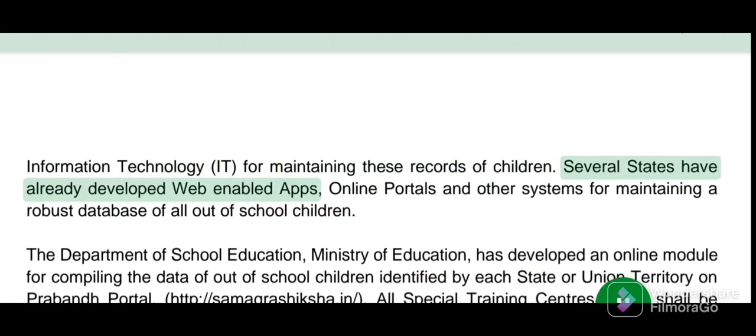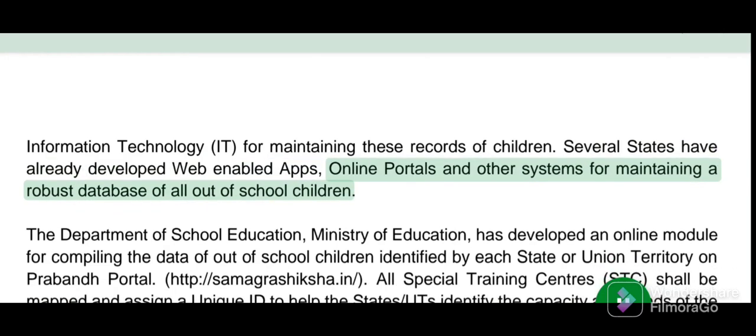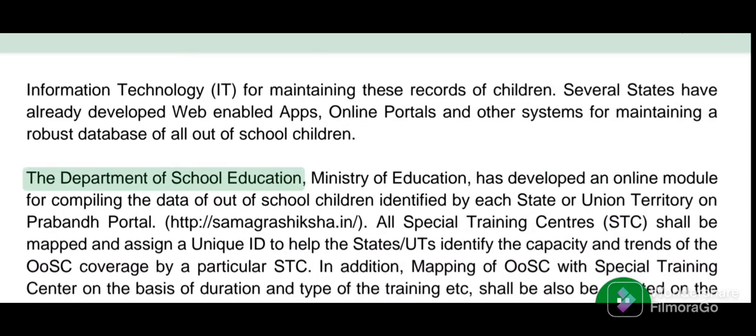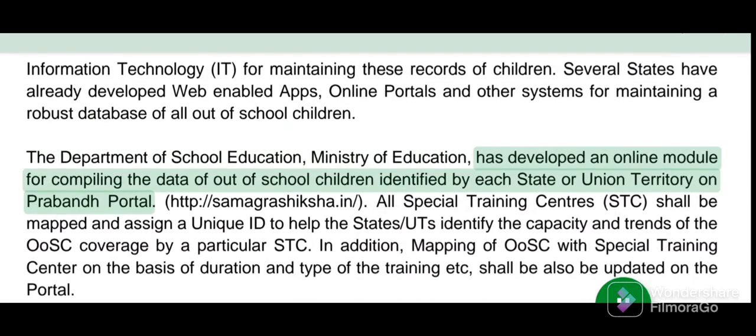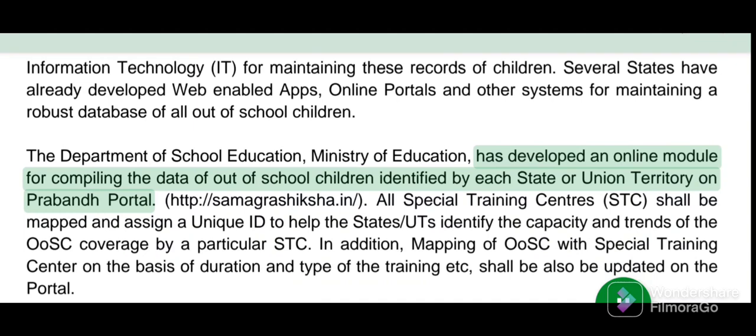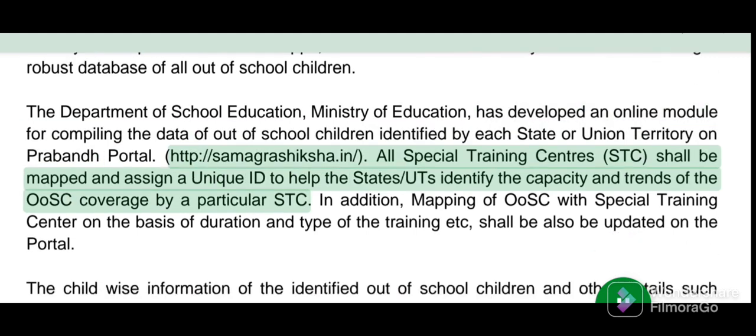Several states have already developed web-enabled apps, online portals and other systems for maintaining a robust database of all out-of-school children. The Department of School Education, Ministry of Education, has developed an online module for compiling the data of out-of-school children identified by each state or union territory on Prabandh portal. Web links. All special training centers (STC) shall be mapped and assigned a unique ID to help the states UTs identify the capacity and trends of the OOSC coverage by a particular STC.